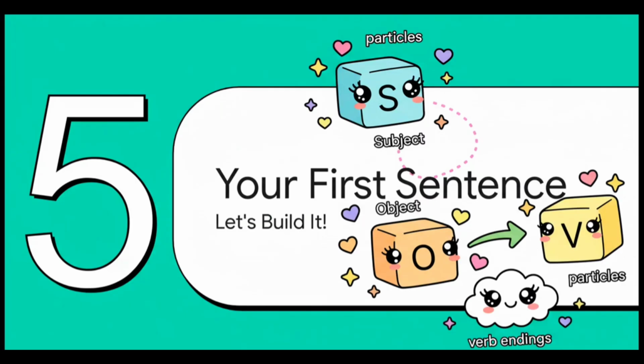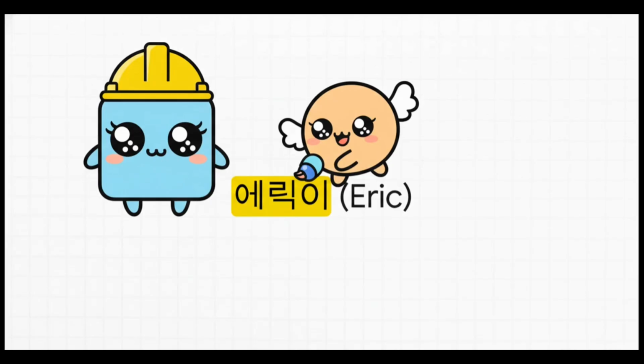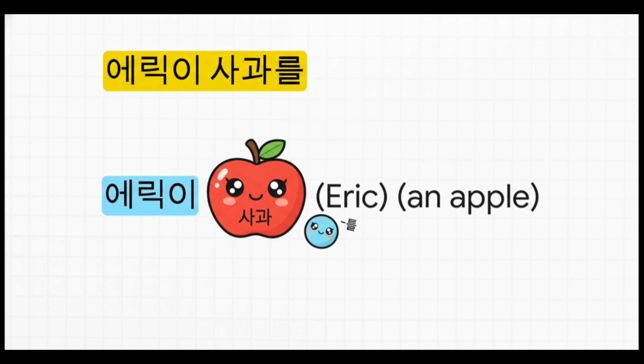Okay, theory time is over. We have all the pieces of the puzzle. We know the SOV structure, we've got our particles superglue, and we get how verb endings work. Let's build our very first sentence from scratch. Step 1. We lay down the foundation. Our subject. We've got Eric. Since Eric ends in a consonant, we attach the subject particle 이. Easy enough. Next up, what's he doing something to? An apple, which is 사과. 사과 ends in a vowel, so we snap on the object particle 를. So far we have 에릭이, 사과를, Eric, an apple.